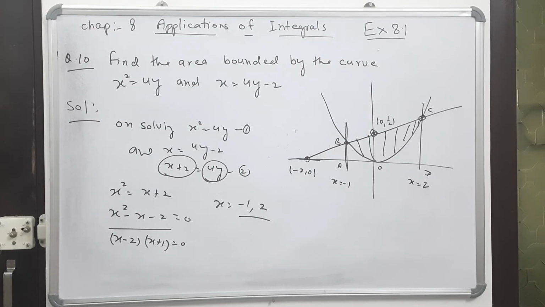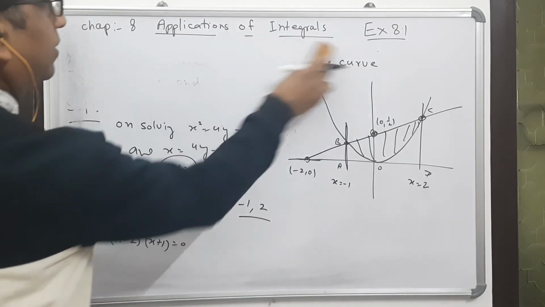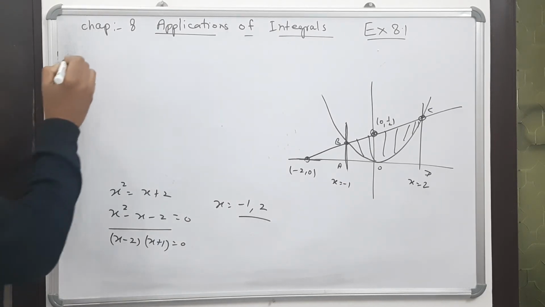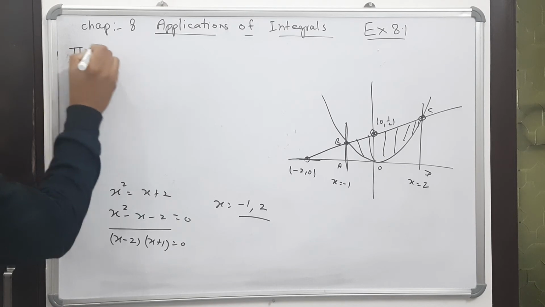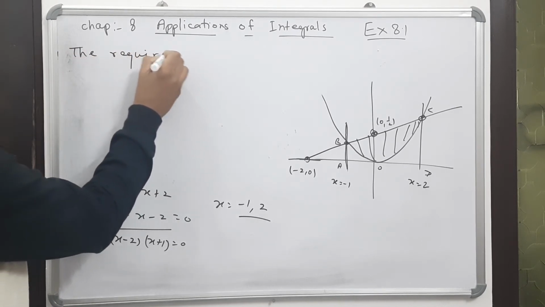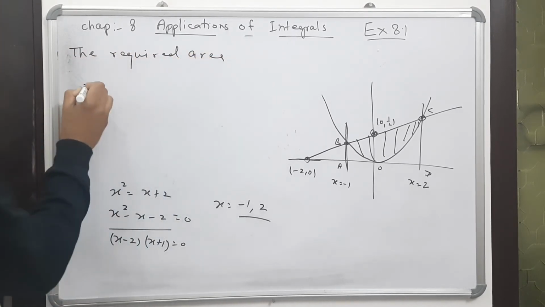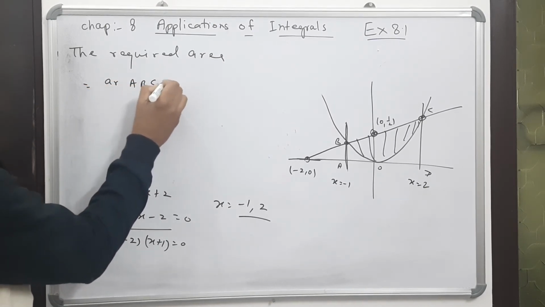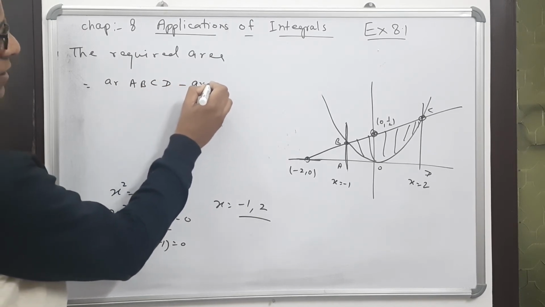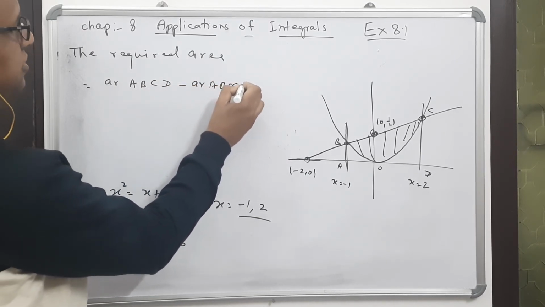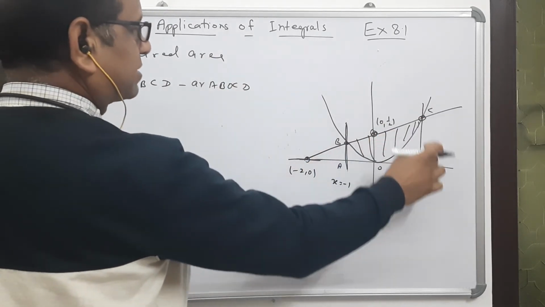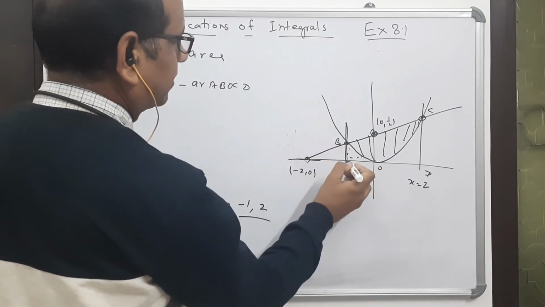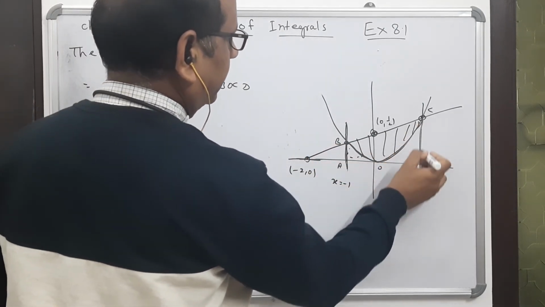I am explaining you the part. Please see, this area, the required area, is area ABCD minus area ABOCD. That is, from this trapezium, if we subtract this particular area, then it will be our required answer.